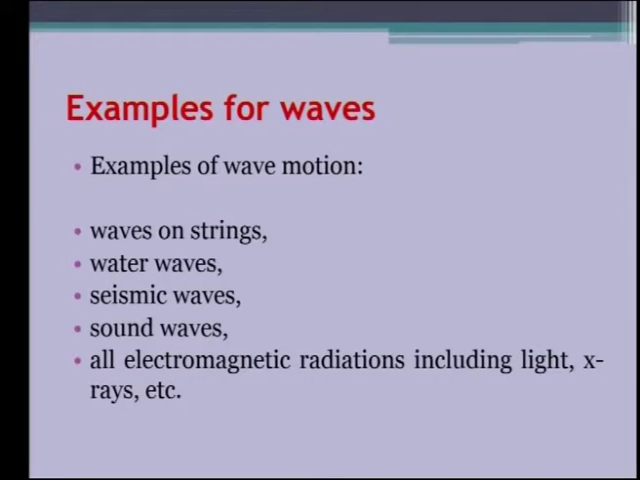The examples for wave motion are these: waves on strings, the tightened strings on which waves are propagating; water waves, they travel on the surface of water; and seismic waves, the vibration that is happening in earth either inside or on the surface, that is called seismic wave. Then of course, the very famous sound wave, and all electromagnetic radiations including light, X-ray, etc. All these are examples for waves.